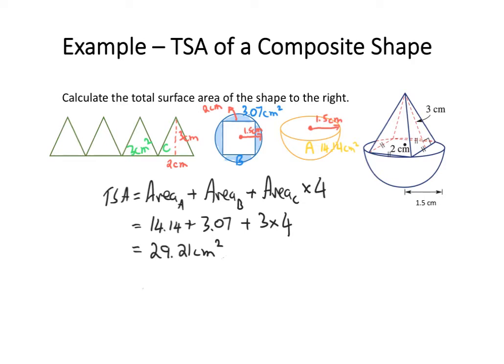And that is an example of how we calculate the total surface area of a composite shape by breaking it into smaller components, finding each of those components' area, and then adding them together to come up with the total surface area.